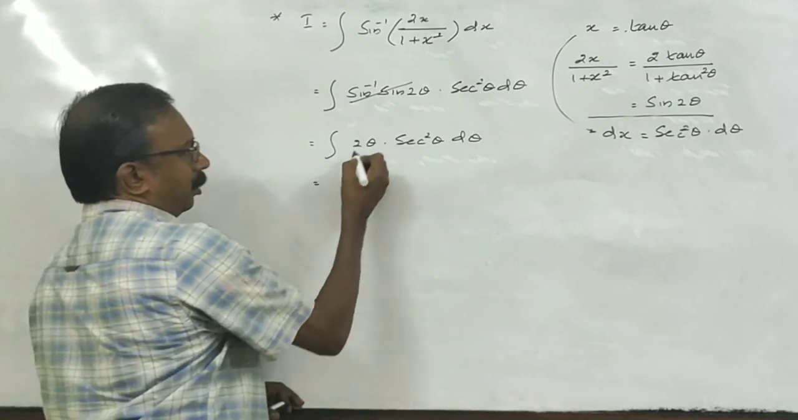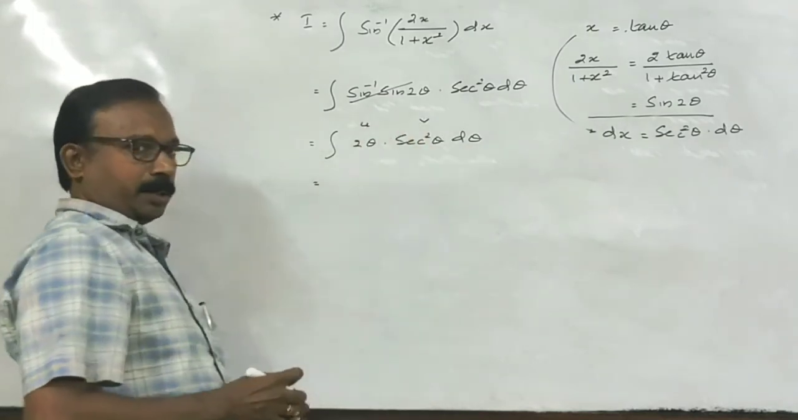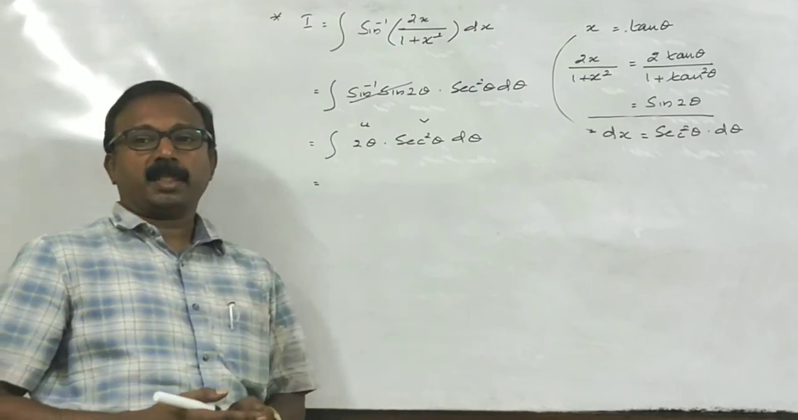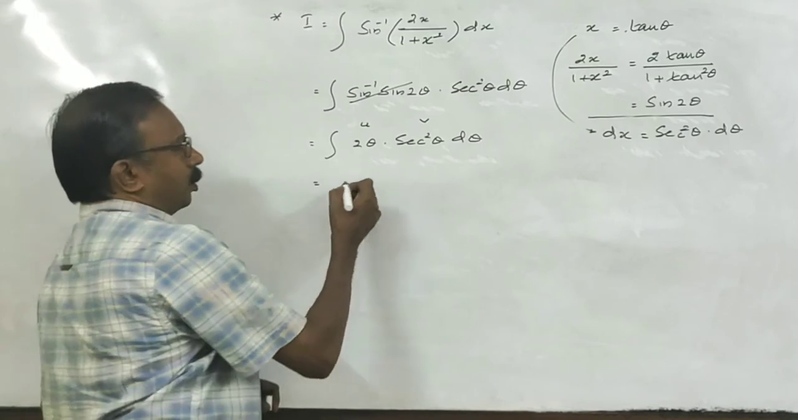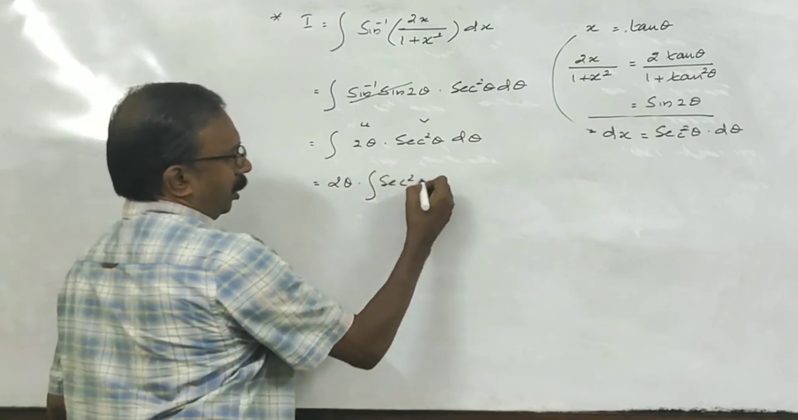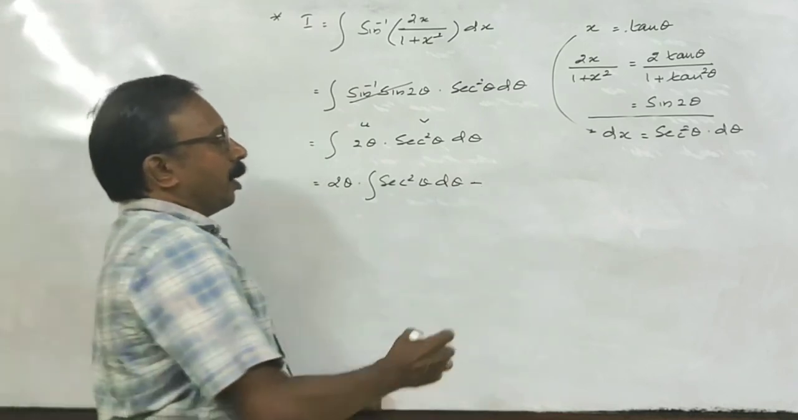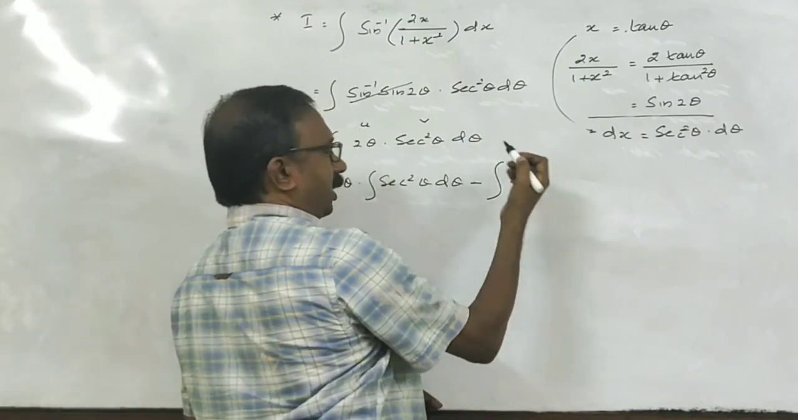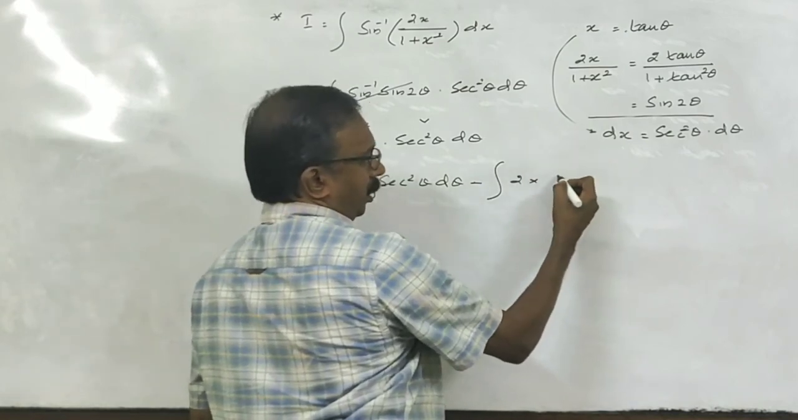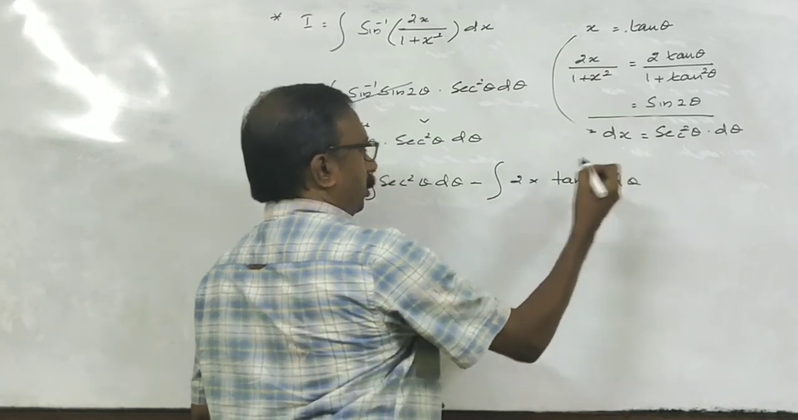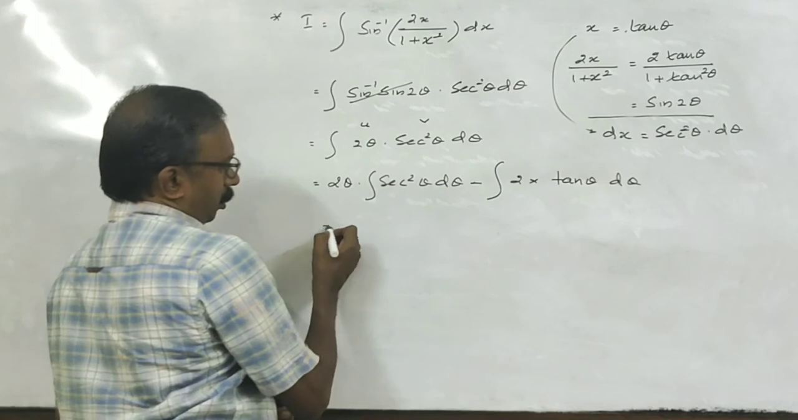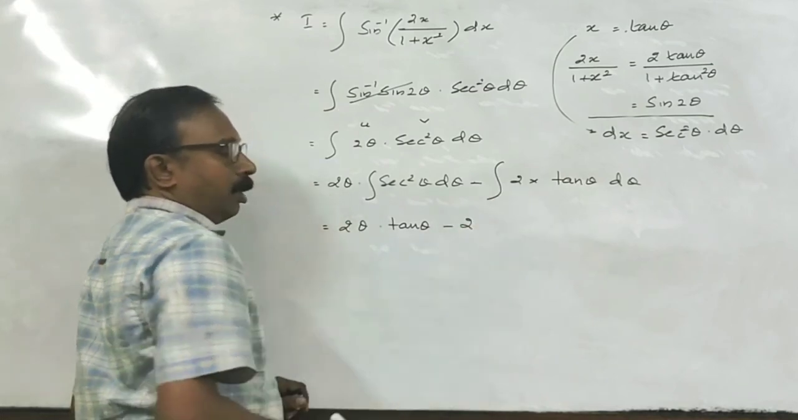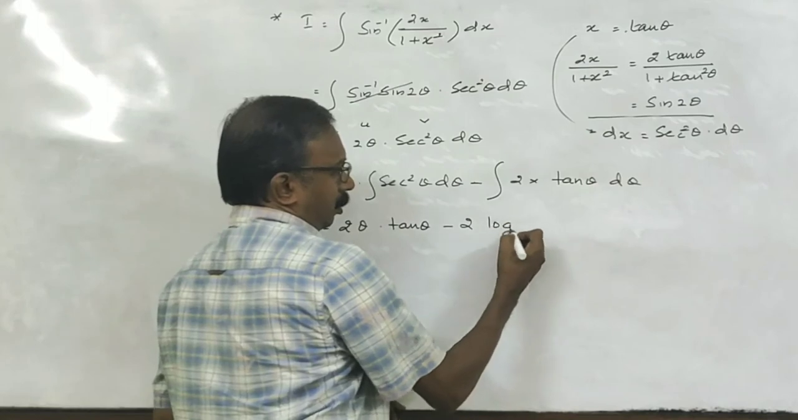Now find here this is u and this is v. 2 theta is an algebraic function which has priority 3, sec square theta is a trigonometric function which has priority 4. So 2 theta (u) into integral of sec square theta d theta minus integral of derivative of 2 theta, which is 2, into integral of sec square theta. Integral of sec square theta is tan theta. So we have 2 theta into tan theta minus 2 into integral of tan theta, which is log of sec theta plus tan theta.